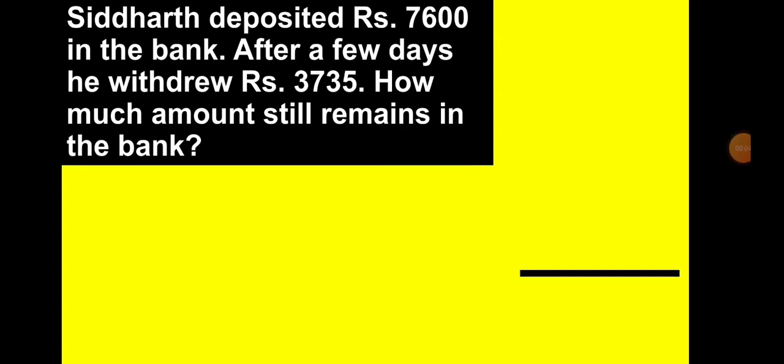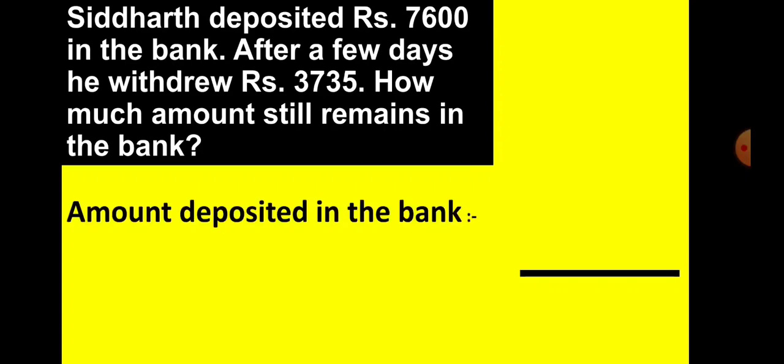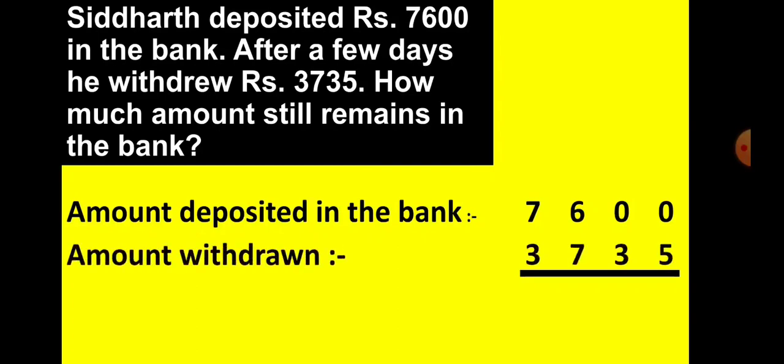Siddharth deposited rupees 7600 in the bank. After a few days he withdrew rupees 3735. How much amount still remains in the bank? So Siddharth deposited in the bank rupees 7600. He withdrew an amount of rupees 3735. Now what is remaining in the bank? So we have to do subtraction.